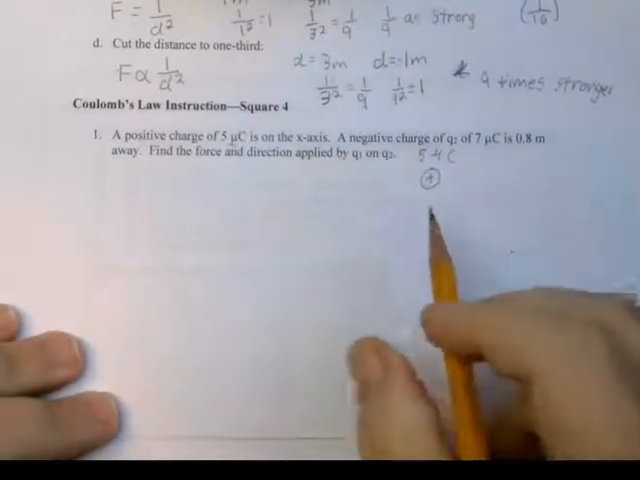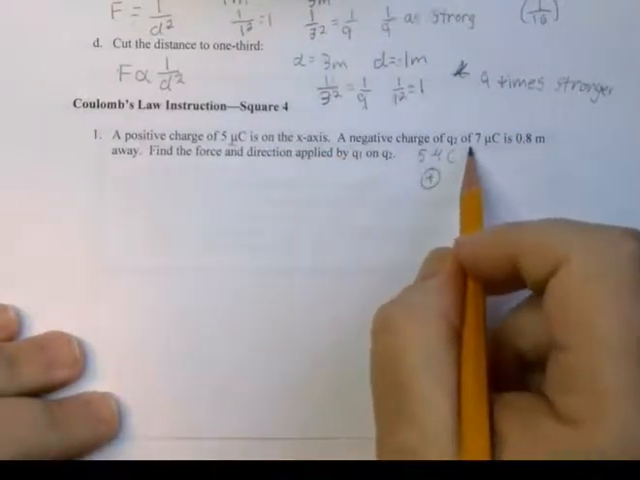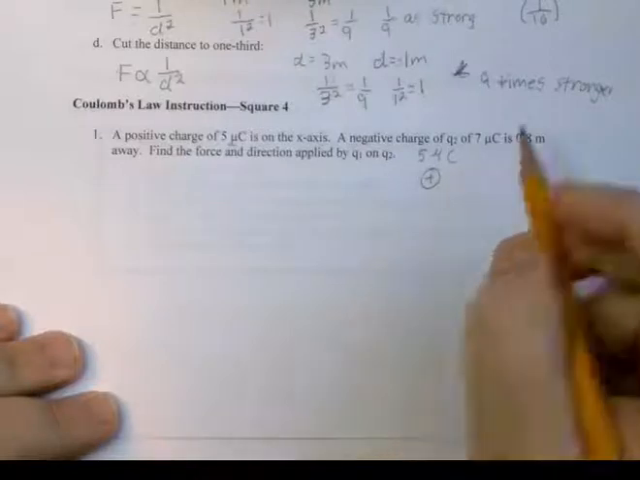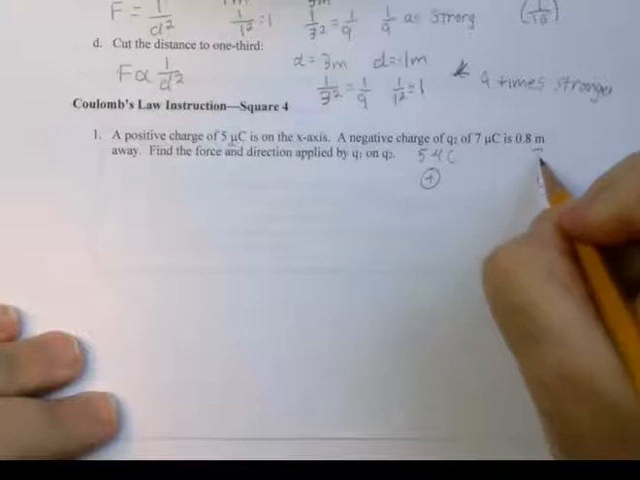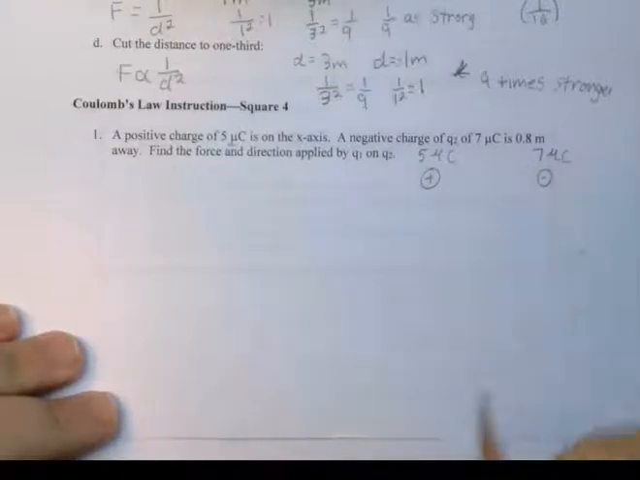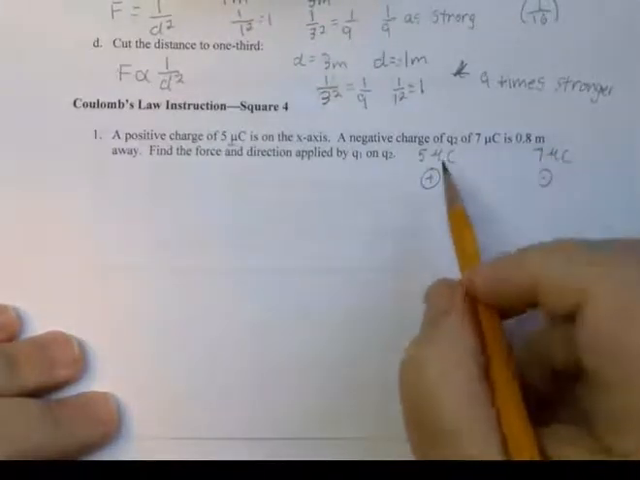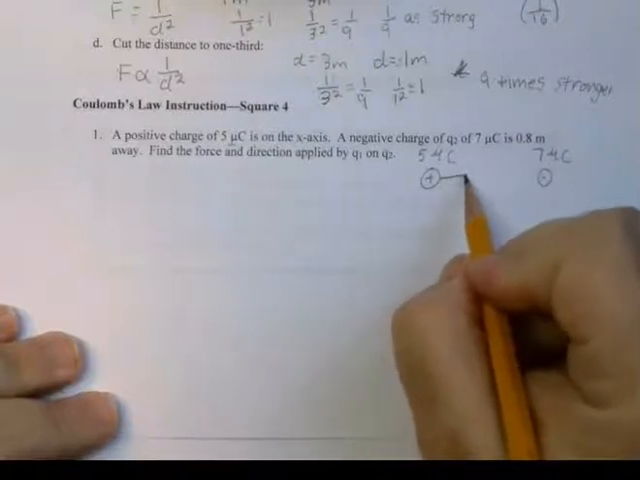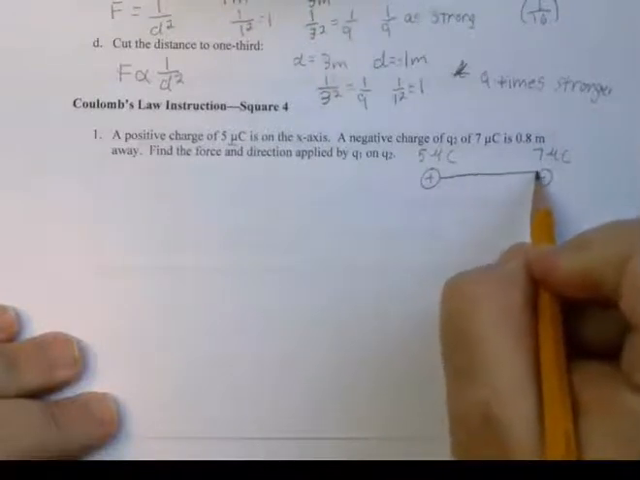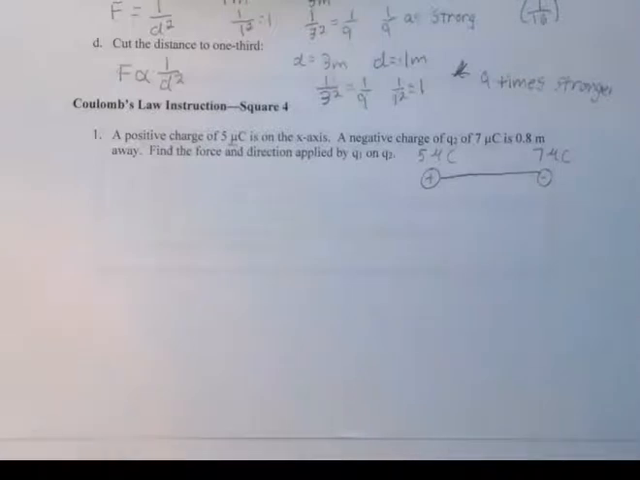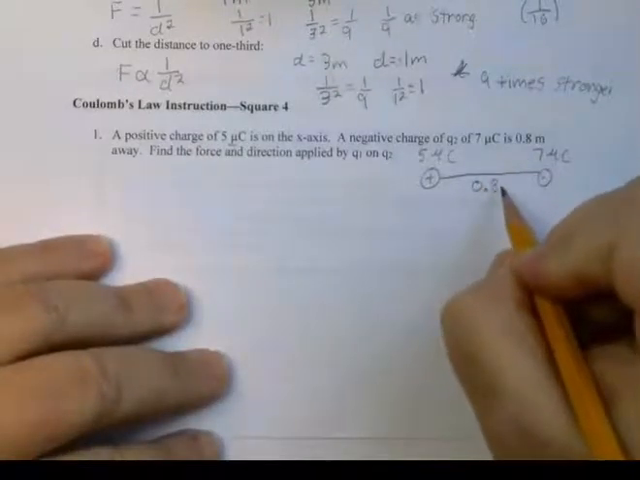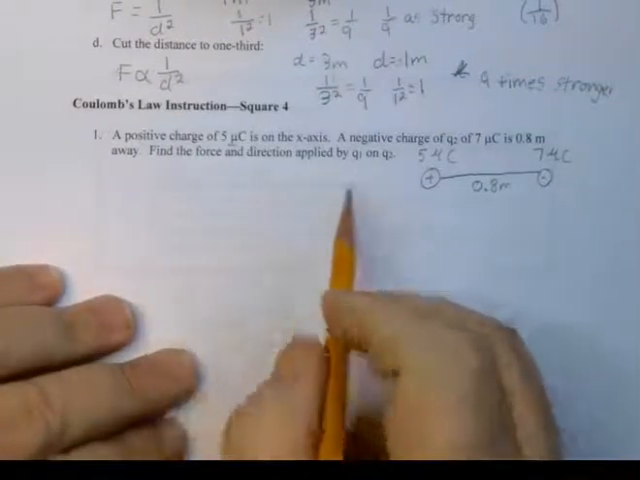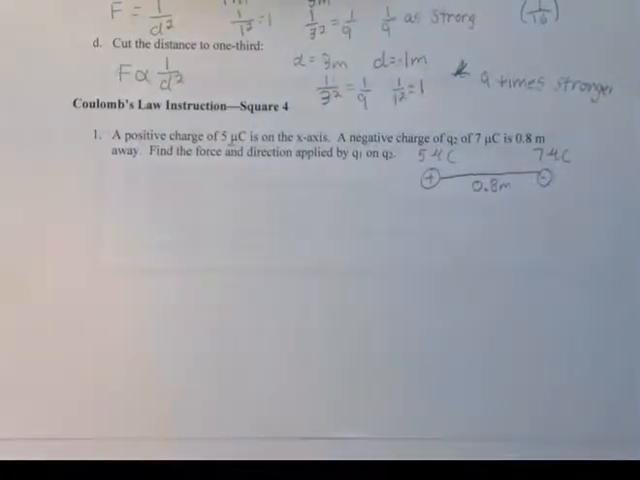On the x-axis, a negative charge Q2 of 7 microcoulombs, so this is negative, is 0.8 meters away. So we're on the x-axis. It doesn't matter what axis you're on, but it just means there can only be a straight line between those 2 points, and that's 0.8 meters away. Find the force and direction applied by Q1 on Q2.